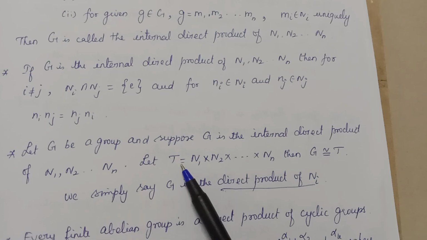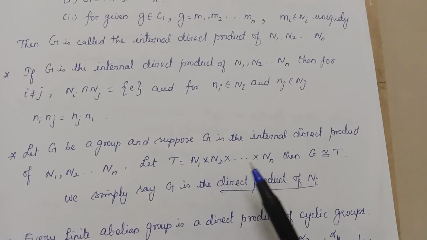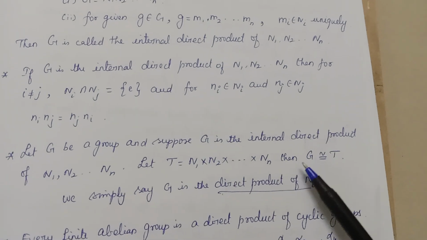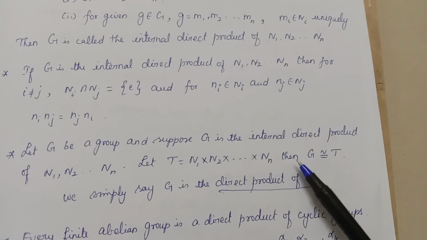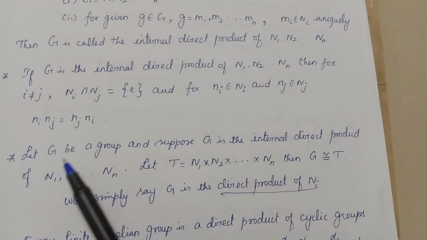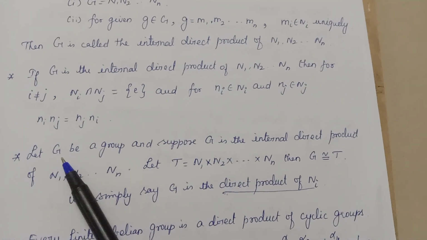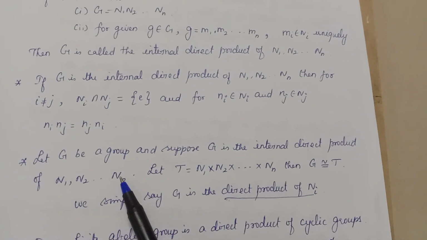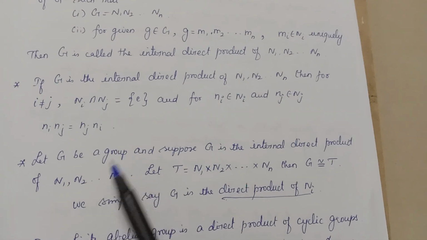and let me take T equal to N1 cross N2 cross etc. Nn. Then G is isomorphic to T. What I am coming to say here is, first I am taking one group and I am writing it as an internal direct product of its normal subgroups. Okay, so this point is clear.